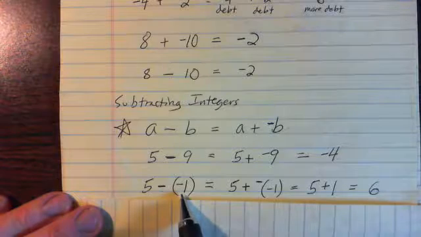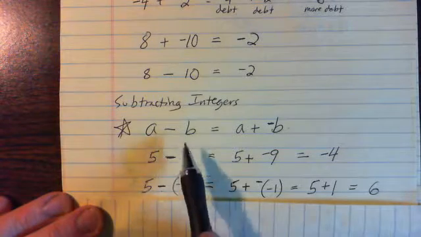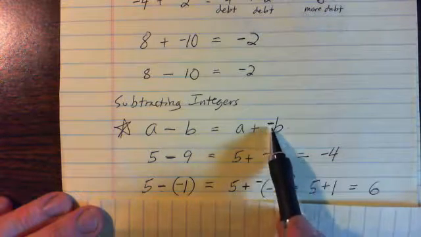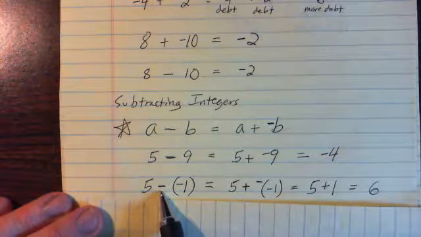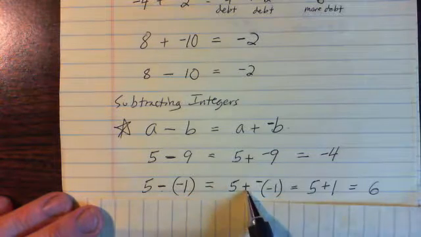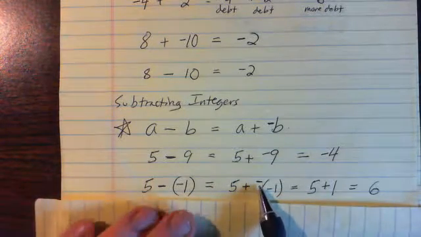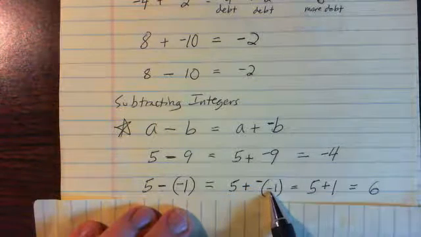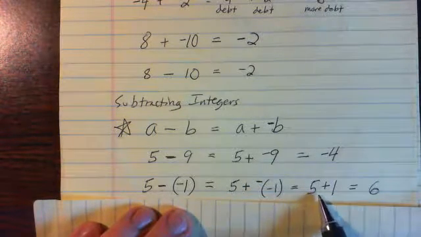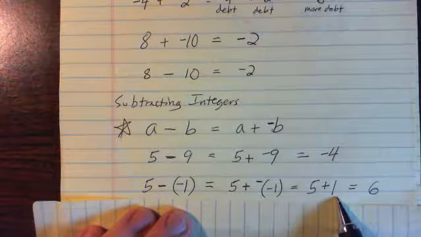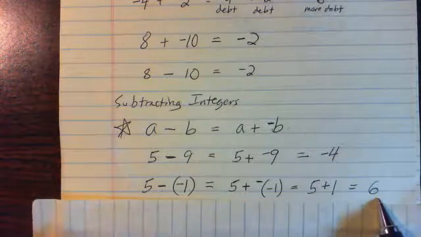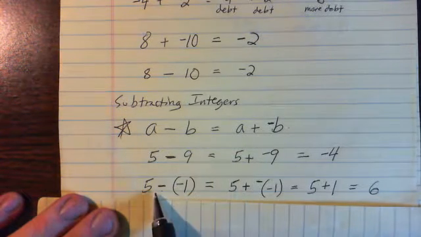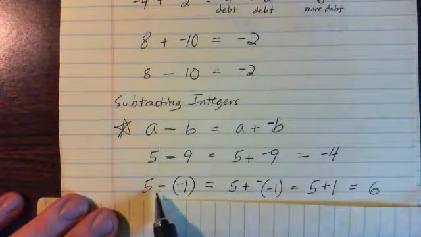Here, you have 5 minus negative 1. All right, well, using this rule of subtraction where you change a minus into adding the opposite, so we're going to change minus here into adding the opposite. So we end up with the opposite of negative 1. Well, the opposite of a negative is a positive. So you end up with 5 plus 1, or 6. So that's how you can subtract a negative.